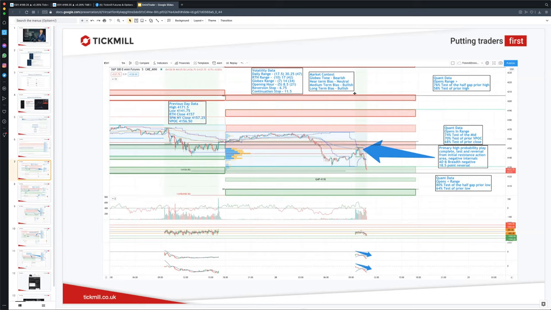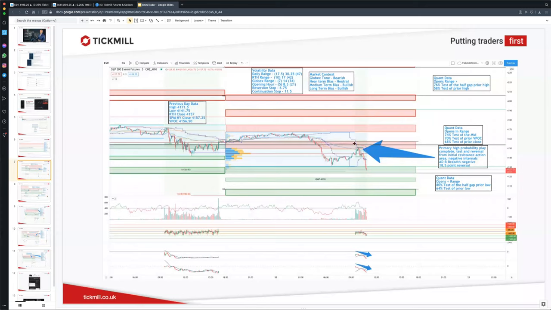We were looking at the Globex tone, so the overnight trade from when the previous cash session closed to the open of the current cash session, and we had a bearish bias. We had a neutral near-term bias, which meant that we could play it from either the long or the short side. In this instance, what I was looking for was a pullback into this primary resistance zone, as highlighted by this red rectangle.